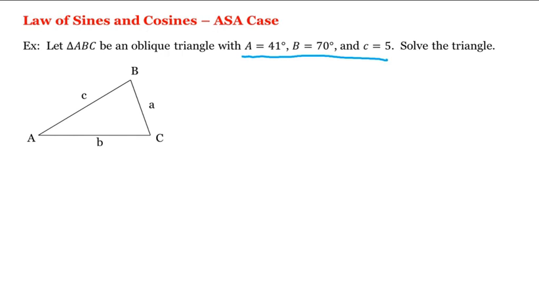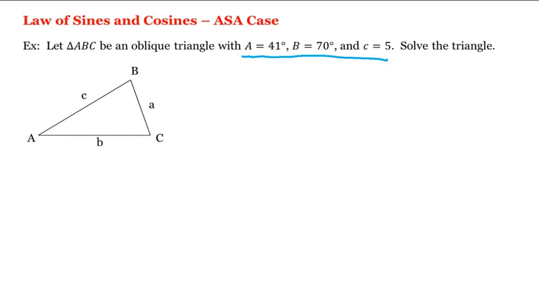Now, when solving oblique triangles by using the law of sines and cosines, we label the side across from each angle with the same letter, however, just lowercase. In other words, little a is across from capital A, little b is across from capital B, and little c is across from capital C. So let's mark the information that we're given on our triangle here.